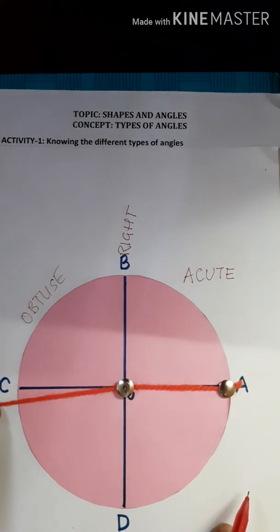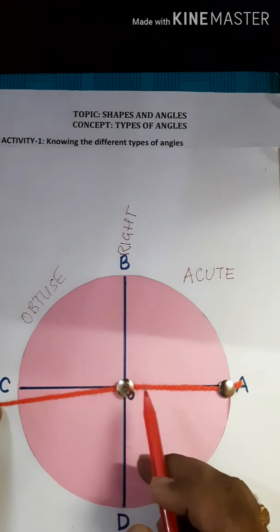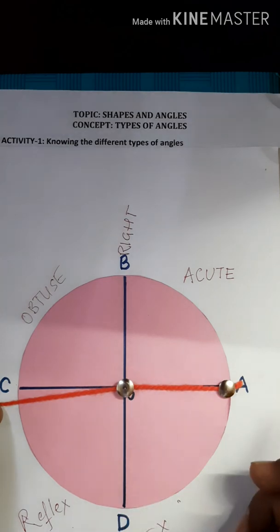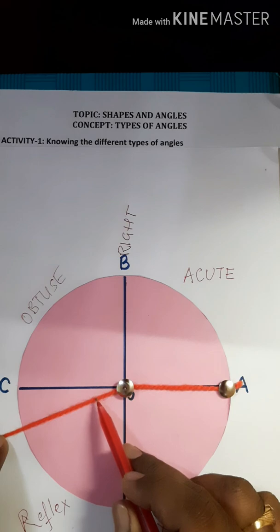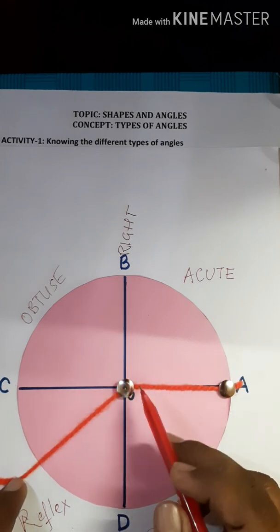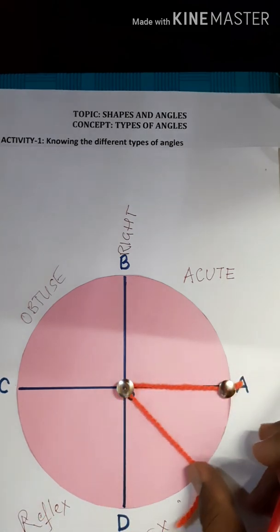If you move further, this angle, which is more than obtuse, is called a reflex angle. Any angle more than C, this is more than 180 degrees. So this angle is now called a reflex angle. This is more than 180 degrees. So any angle here makes a reflex angle.